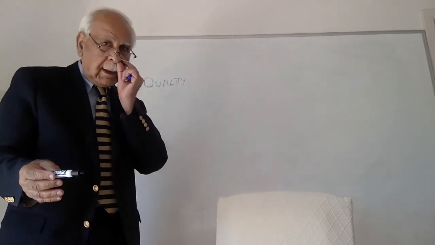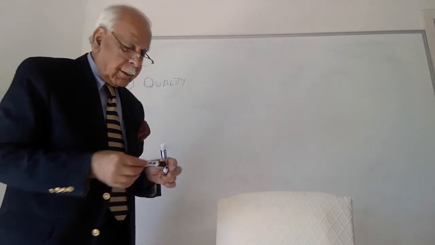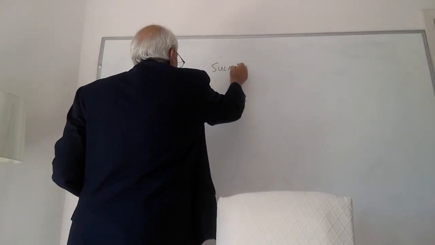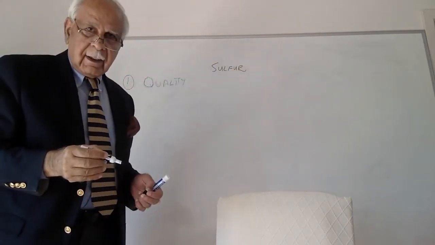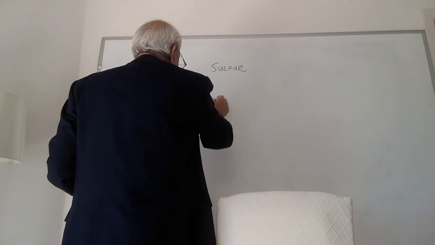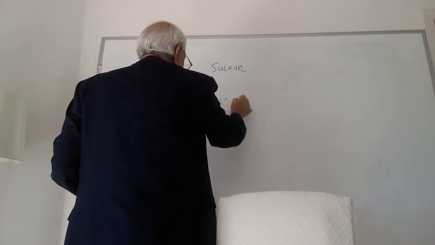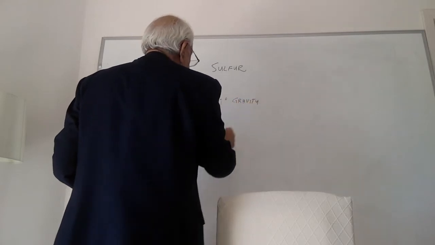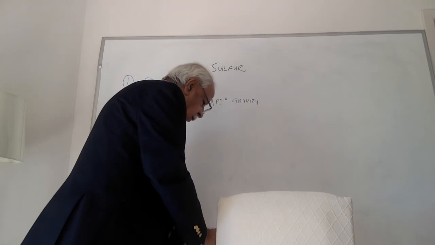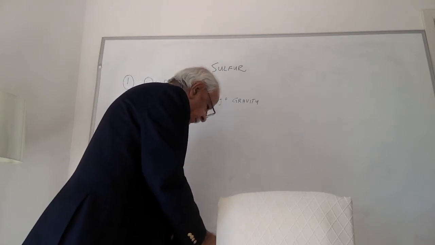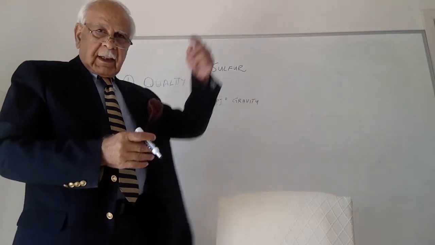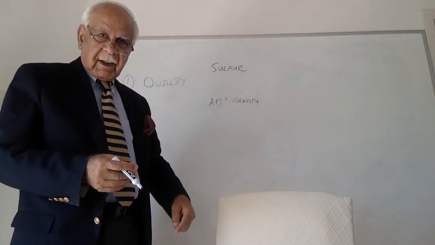You're going to tell me quality is a function of what? The sulfur content. It is a function of API gravity. API gravity is the inverse, the opposite, of specific gravity. Go to your high school class and learn what specific gravity, also called relative density, is. The higher the API gravity, the lower the specific gravity, and vice versa.